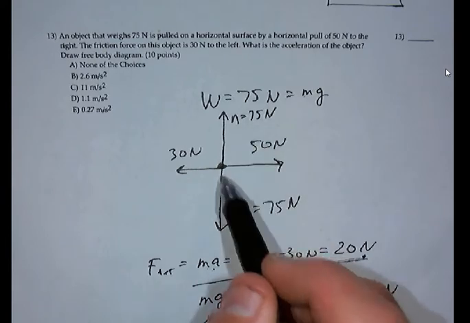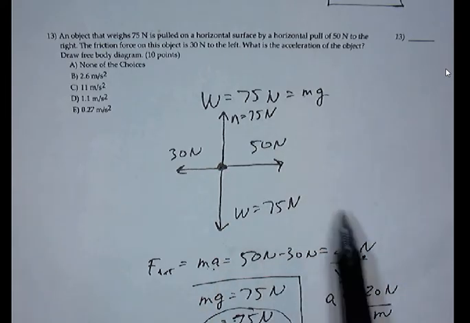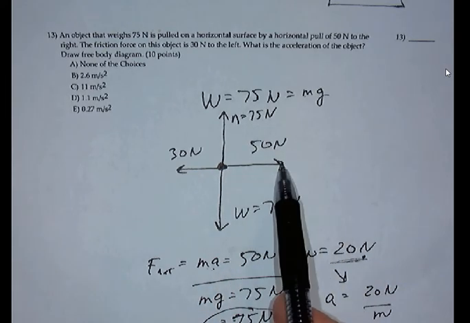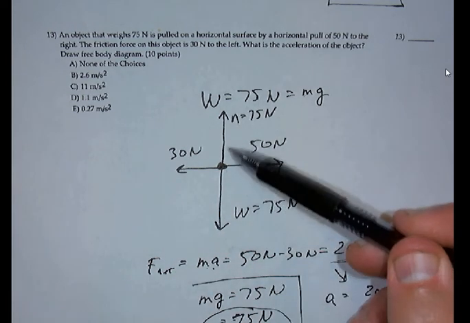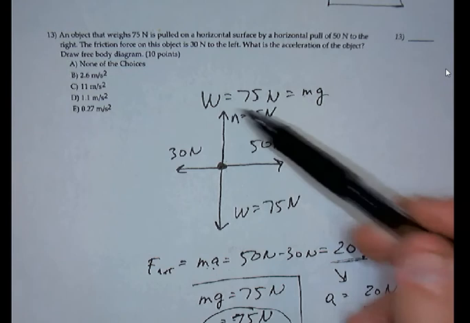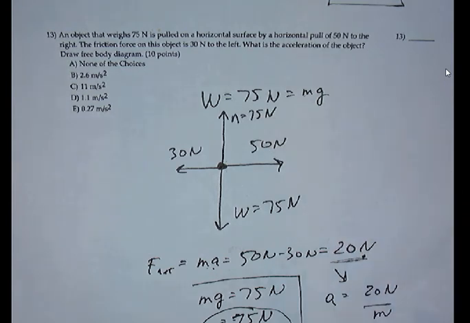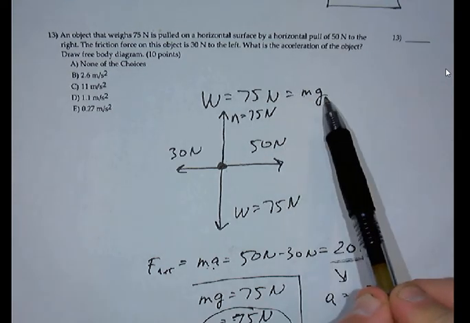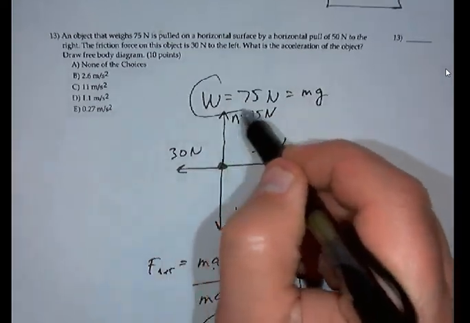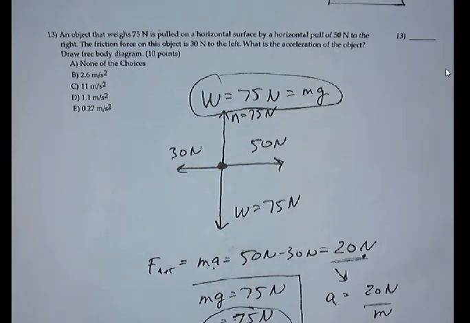Okay, so here's the free body diagram, just the forces acting on the object. 50 newtons to the right, 30 newtons to the left. Weight is 75 newtons. Normal force, therefore, has to be 75 newtons. So that's probably 5 out of 10 points right there. So the weight is also equal to mg. So I can get the mass if I need it, which actually turns out I do need it.